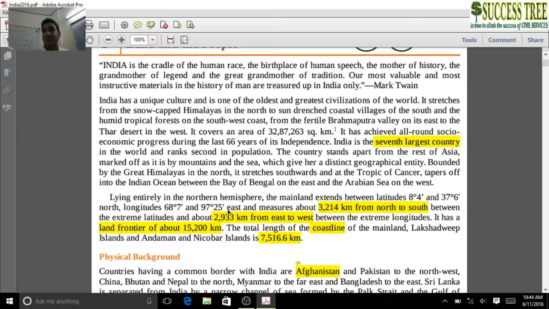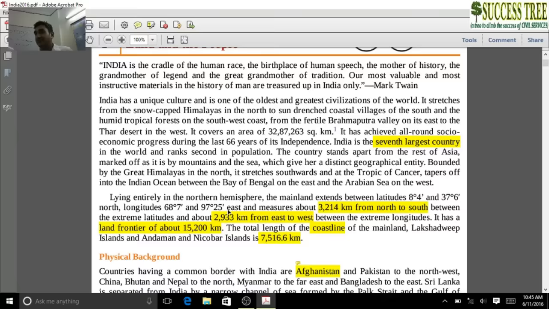Are you getting this? But despite this, the north to south extent is more than the east to west. So just have this brief understanding: somewhat more than 3000 north to south, somewhat less than 3000 east to west. It will do the work.